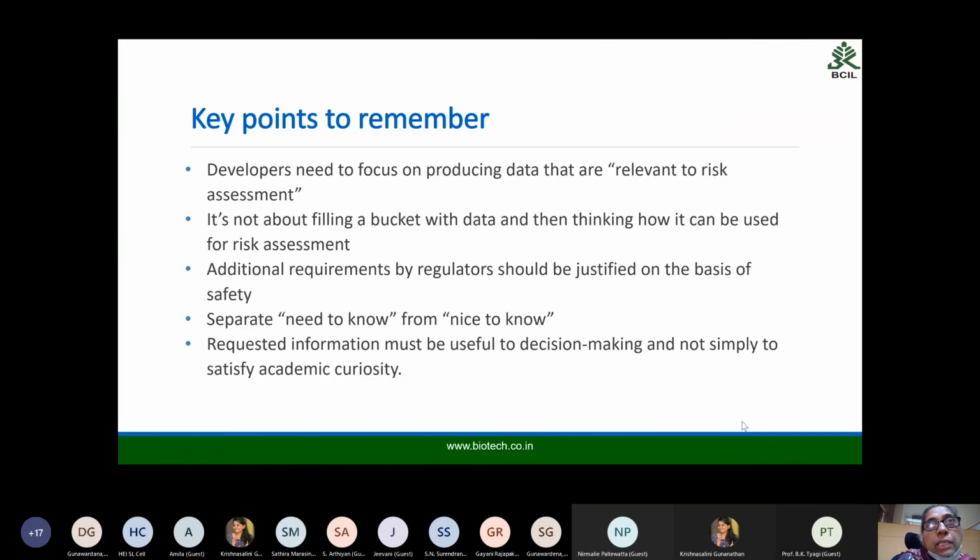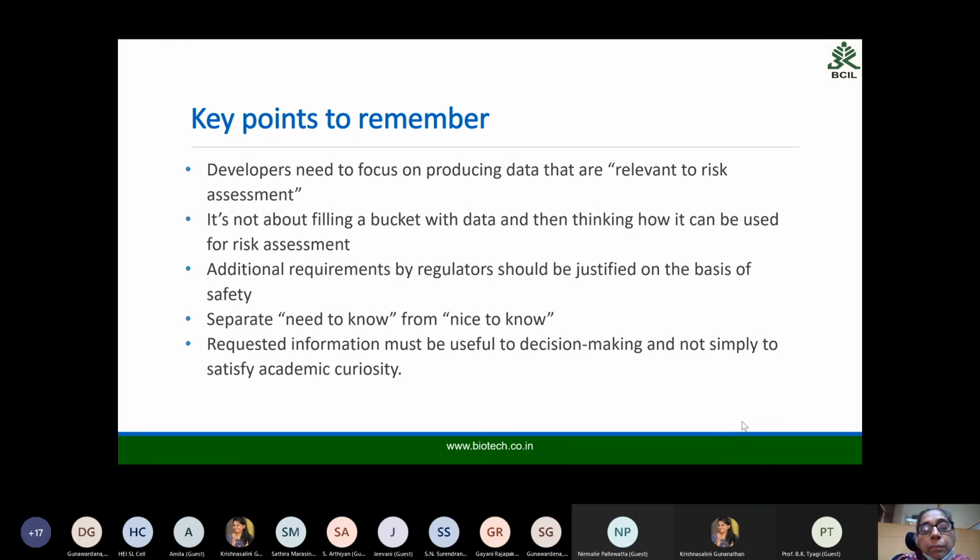The key points to remember as far as your information requirements are concerned: developers need to focus on producing data, again I am repeating, that is relevant to the risk assessment. You have to do some out of the box thinking to satisfy, as sir said, people on the street who will have lots of questions. So document those questions which can be probable ones from the regulator, the communicators or the public. Data doesn't mean all experiments. Data also means information collected from other peer reviewed publications and so on. It is not about filling a bucket with data and then thinking how it can be used. Instead, have clear-cut requirements in your mind.